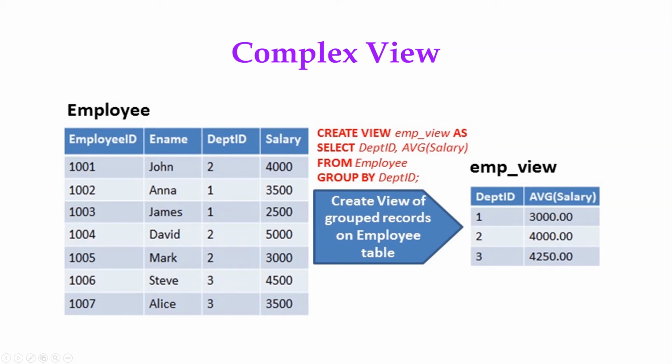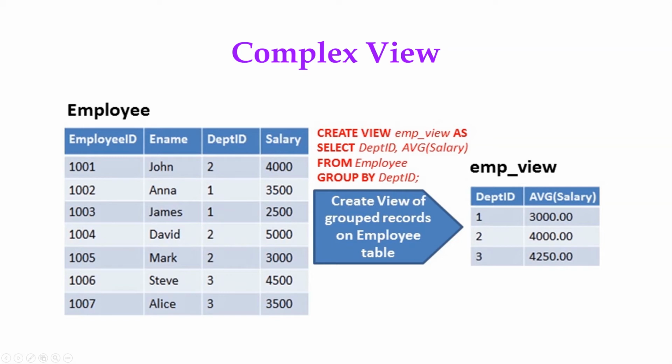So if you take department ID 1, how many entries are there? There are 2 entries, with the amounts 3500 and 2500. When I apply average to these two values, I am getting 3000 as the amount. Similarly, for department ID 2, how many entries are there? 1, 2 and 3. There are 3 entries. And what is the salary for that department ID? One is 4000, another one is 5000, another one is 3000. So when I apply average to this, I am getting the value as 4000.